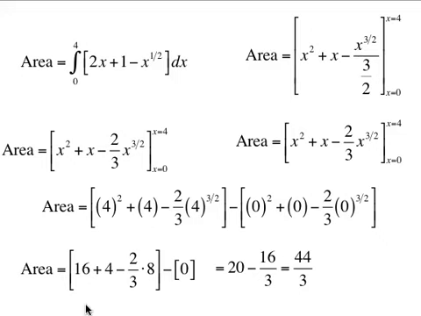Now what is 44 over 3? It's about 14 and 2/3. So our eyeball prediction of 14 was pretty good. It's a nice way to see if your answer is reasonable.